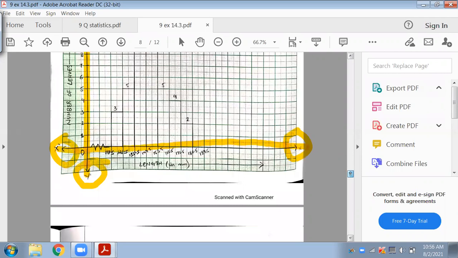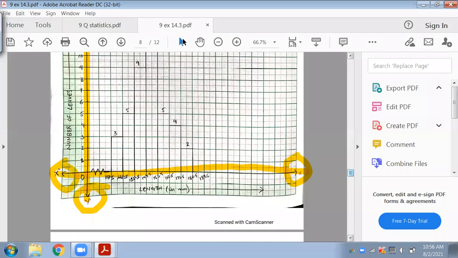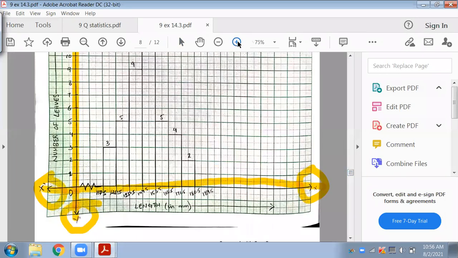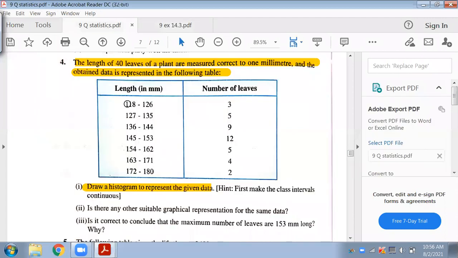Now, what you're going to do is take the class intervals. Our first class interval is 118 to 126. Next is 127 to 135.